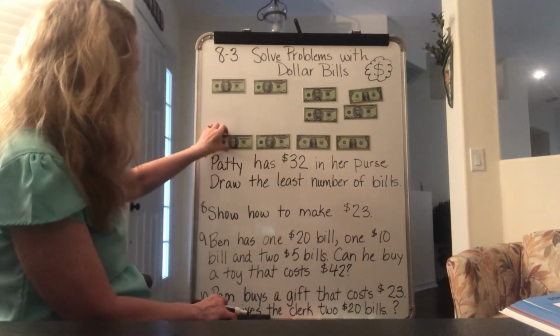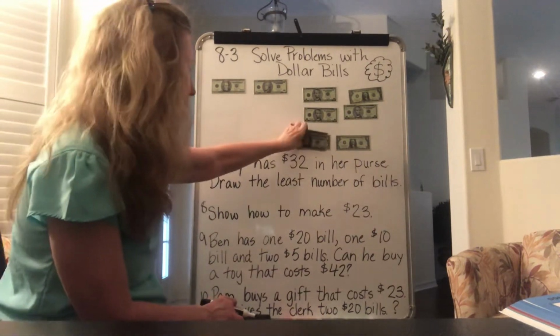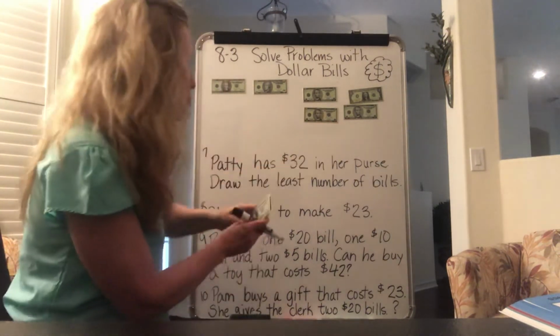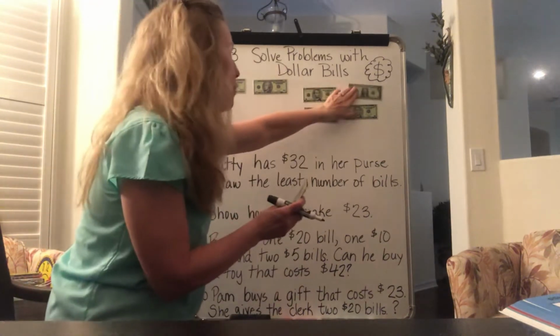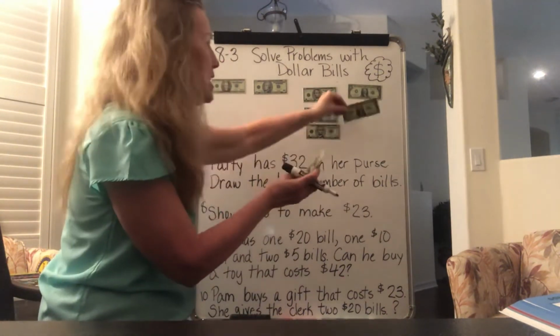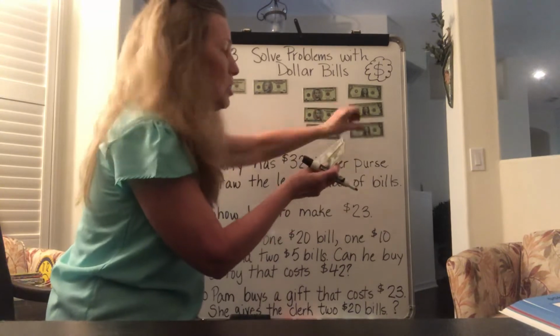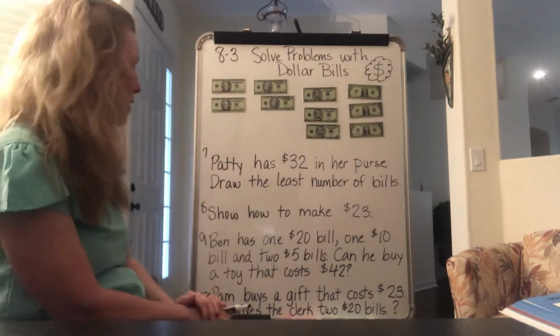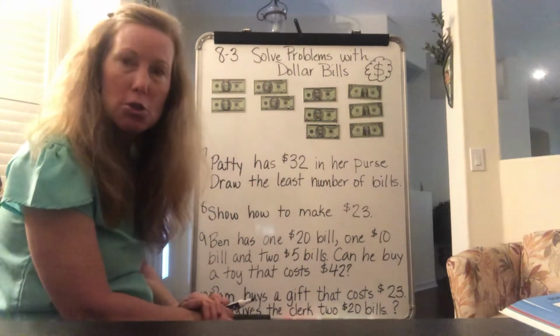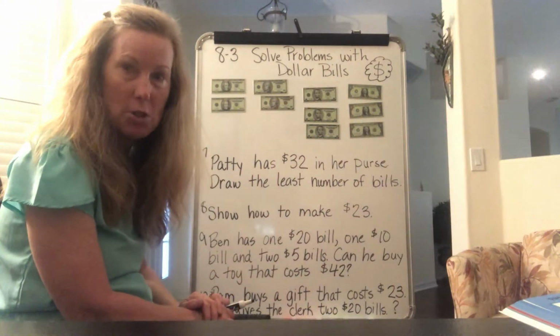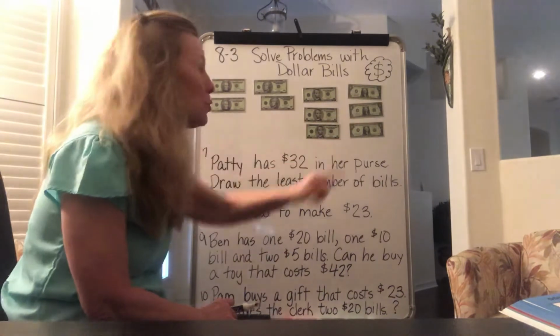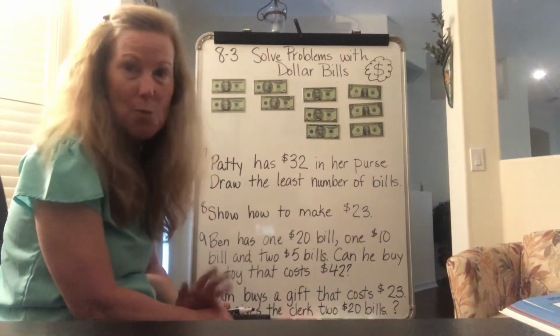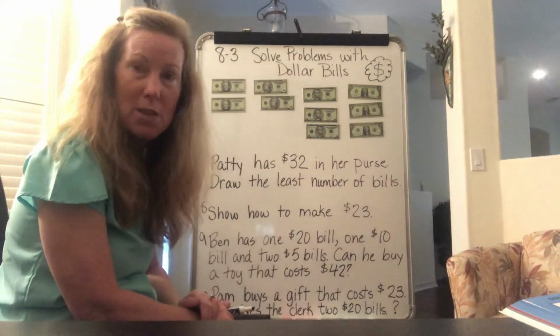Number 8 says, show how to make $23. Okay, well, boys and girls, it doesn't say the least. It doesn't say use the least number of bills. It just says, show me how to make $23. Well, boys and girls, there's so many ways to make $23. You could draw 23 $1 bills. Now me, I wouldn't do that. I wouldn't draw 23 rectangles.